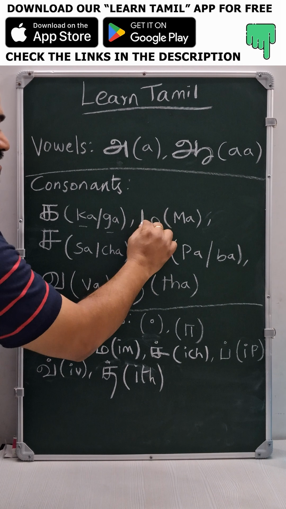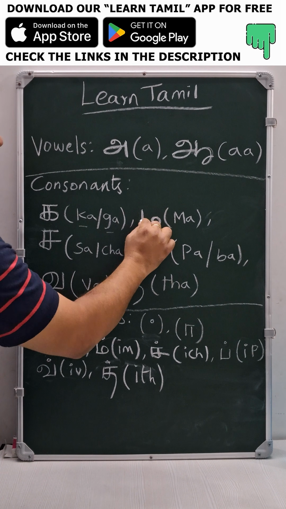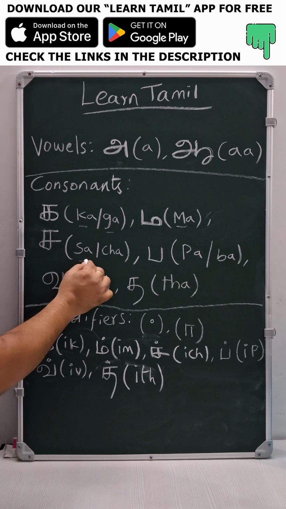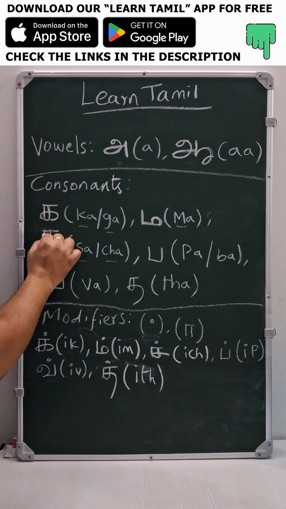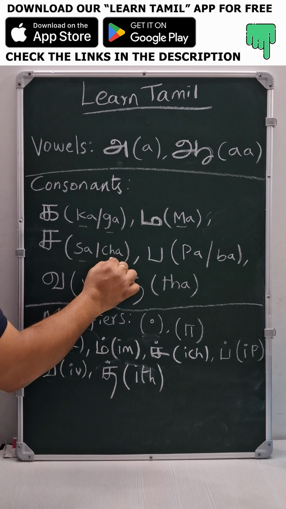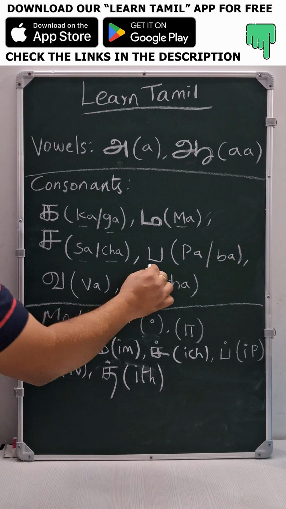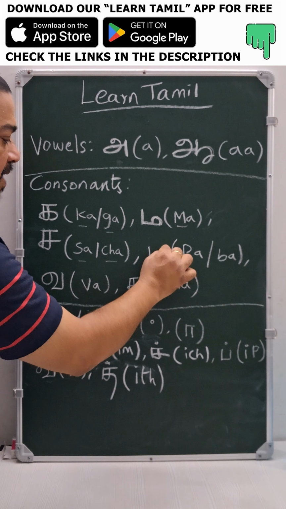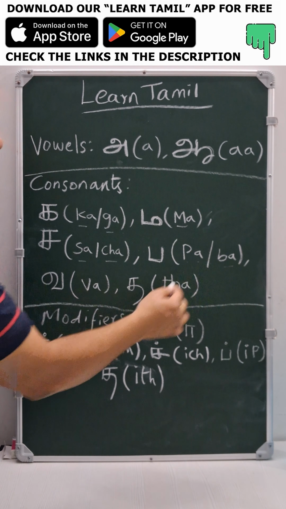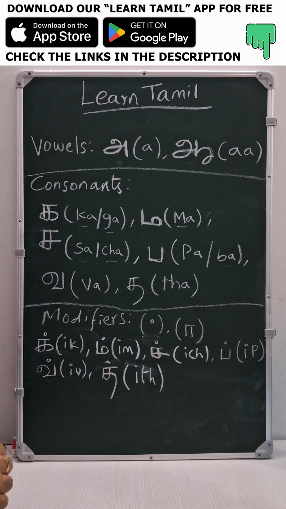This letter is pronounced Ma. This is Ma. This letter is pronounced either Sa, S-A, or C-H-A, Cha. Sa or Cha. This letter is pronounced as Pa. P-A, Pa, or sometimes Ba also. So Pa and Ba, it is one single letter only.